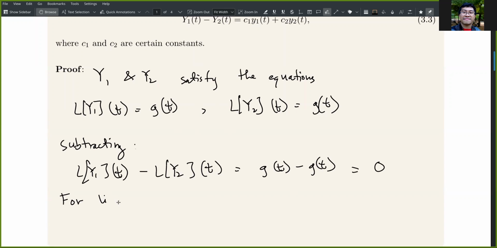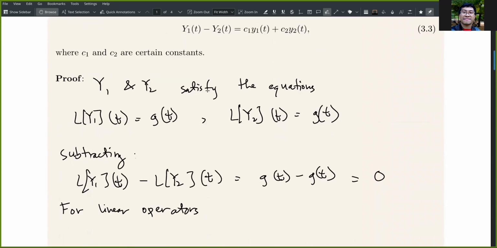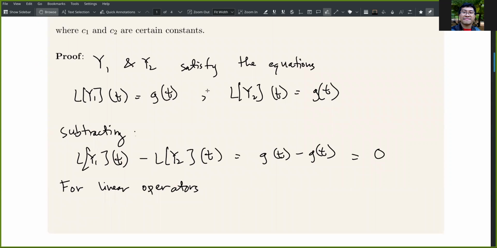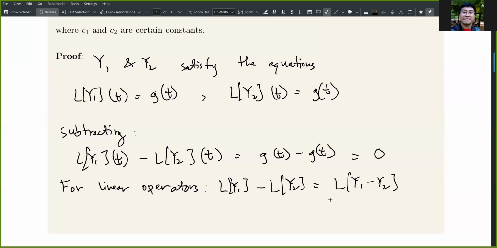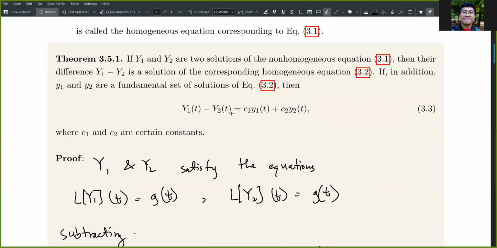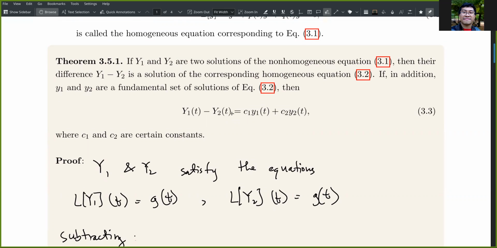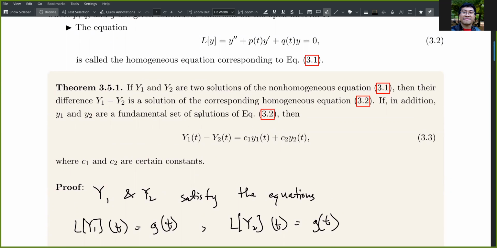For linear operators, this is a little bit technical, but L here, which is our short-term notation for this expression, is technically called a linear operator. So L[y1] minus L[y2] is equal to L[y1 minus y2]. So L[y1 minus y2] is equal to 0. And that's what we need to prove that y1 minus y2 is equal to this sum of the fundamental set of solutions.